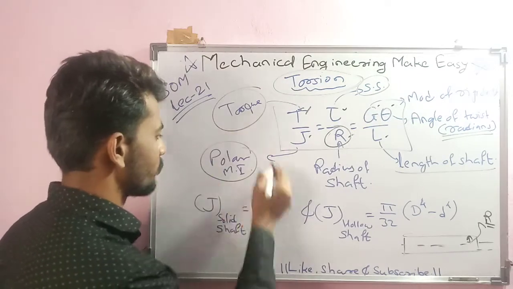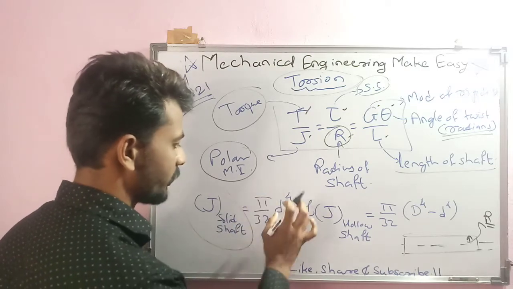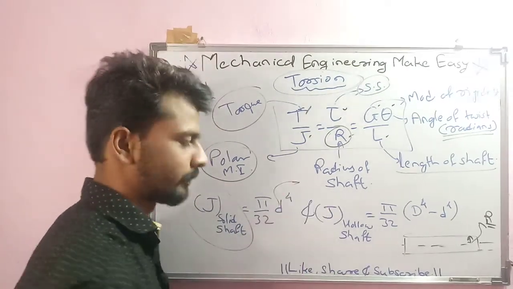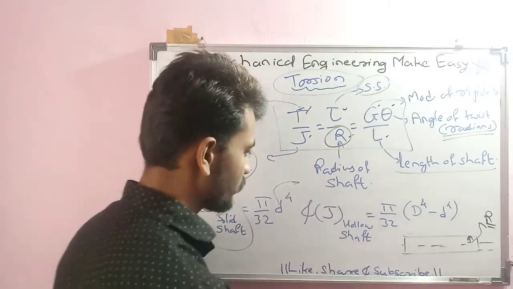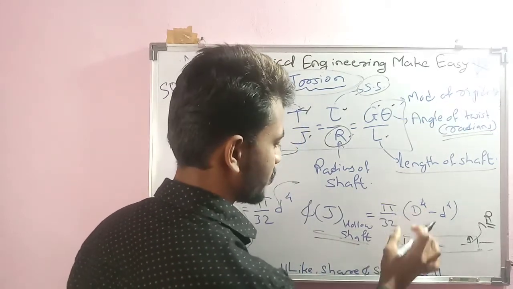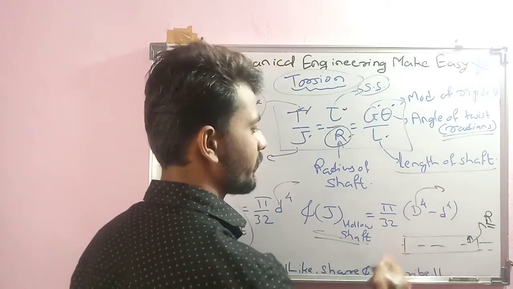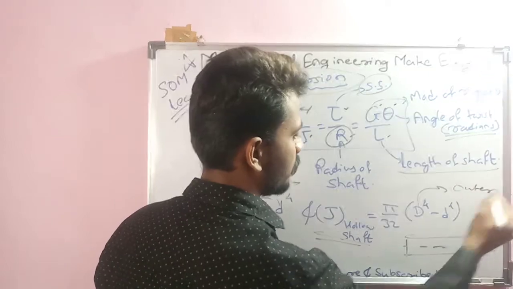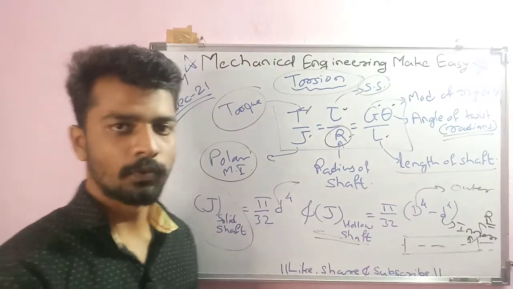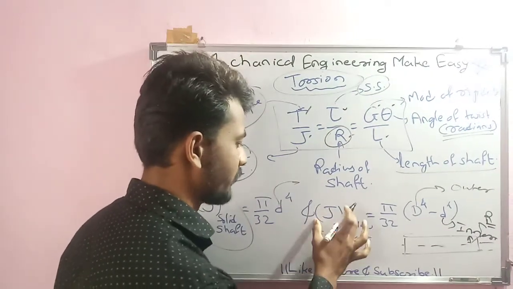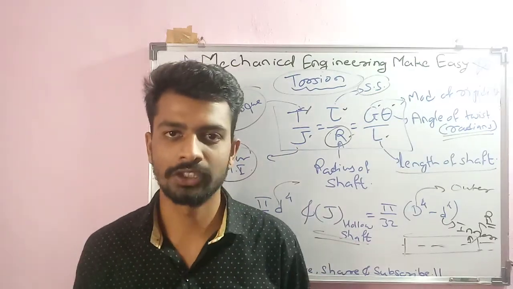In that we have studied one term, the polar moment of inertia. For a solid shaft, the polar moment of inertia is pi by 32 d raised to 4. This d is the outer diameter of the shaft. As this is a solid shaft, there will be only one diameter, the outer diameter. If there is a hollow shaft, then the formula changes to pi by 32 into capital D raised to 4 minus small d raised to 4. Capital D is the outer diameter, and small d is the inner diameter. So the outer diameter raised to 4 minus the inner diameter raised to 4 gives the formula for J, the polar moment of inertia. Let's write down all these formulas, and then I will move towards the next topic.